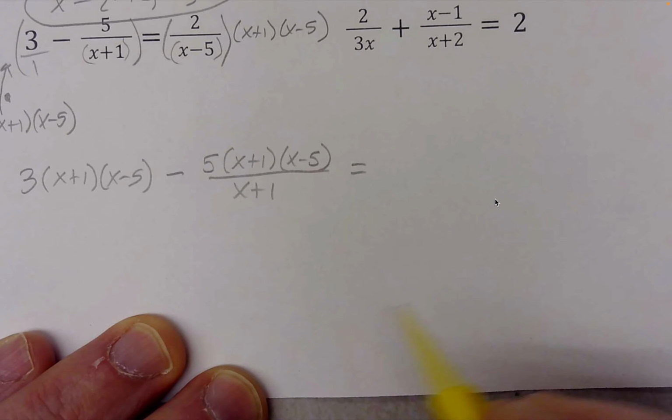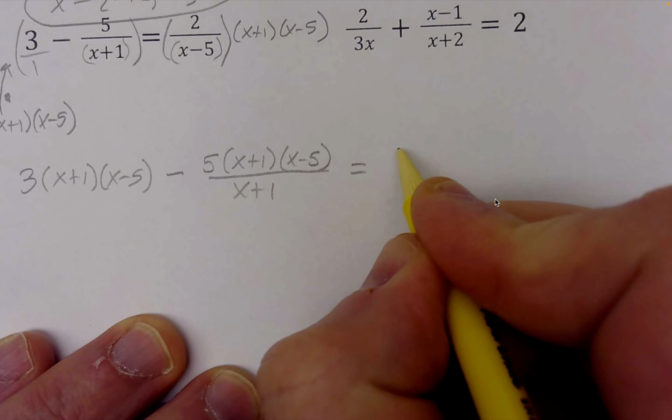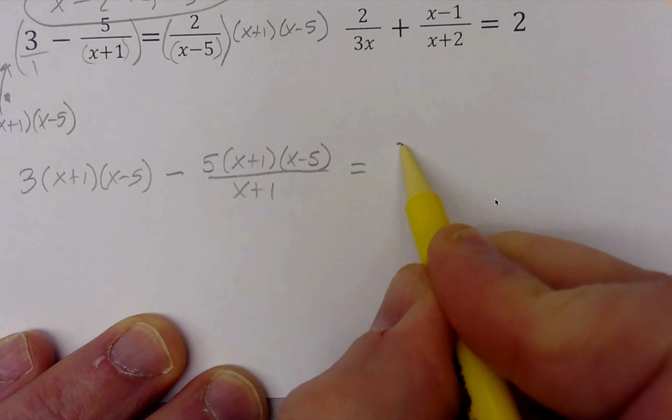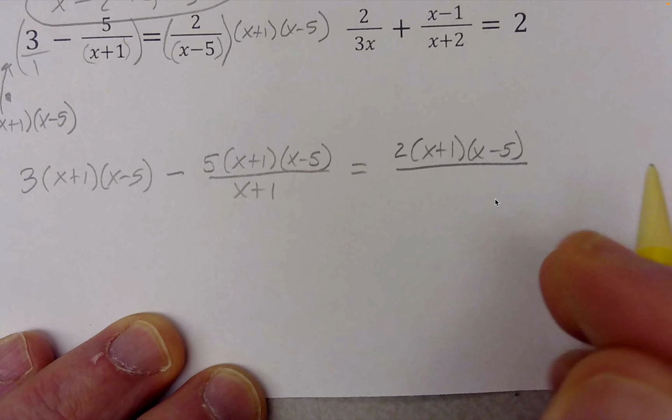Hopefully you left some room in your notebook. If you need to continue this on another page, I would totally understand. All right, and then this one is going to be 2 times x plus 1 times x minus 5 over x minus 5.